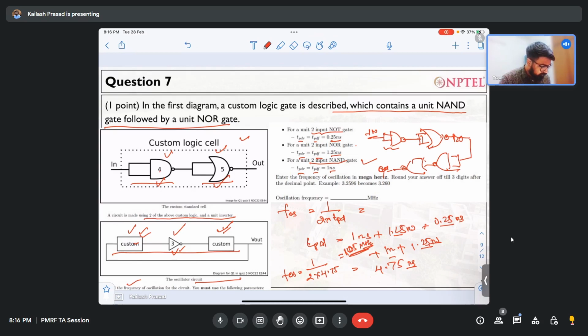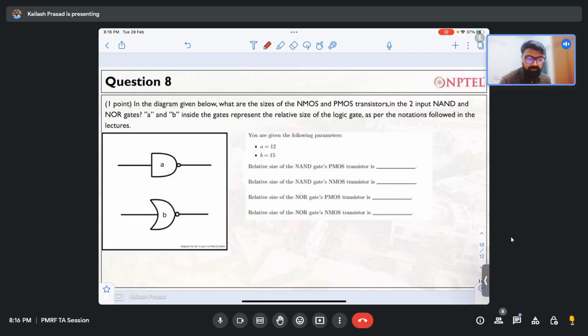Okay, I'm going fast because you're not asking questions. So a simple question again. I have two gates A and B. The size of gate A is given as 12. The size of gate B is given as 15. I have to find out what is the relative size of PMOS and NMOS of the NAND gate and the OR gate. Can anybody quickly tell me what it will be?